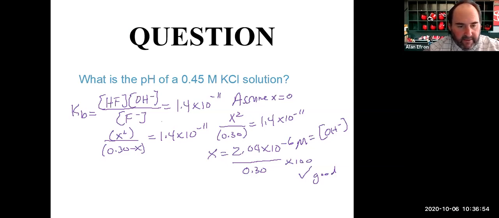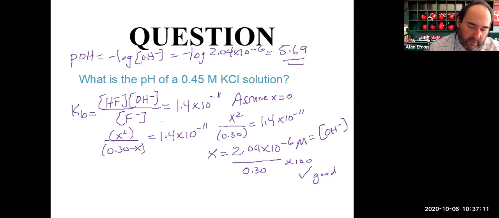So if we do the pOH equals minus the log of the OH minus, which in this case would be minus the log of 2.04 times 10 to the minus 6 equals 5.69.